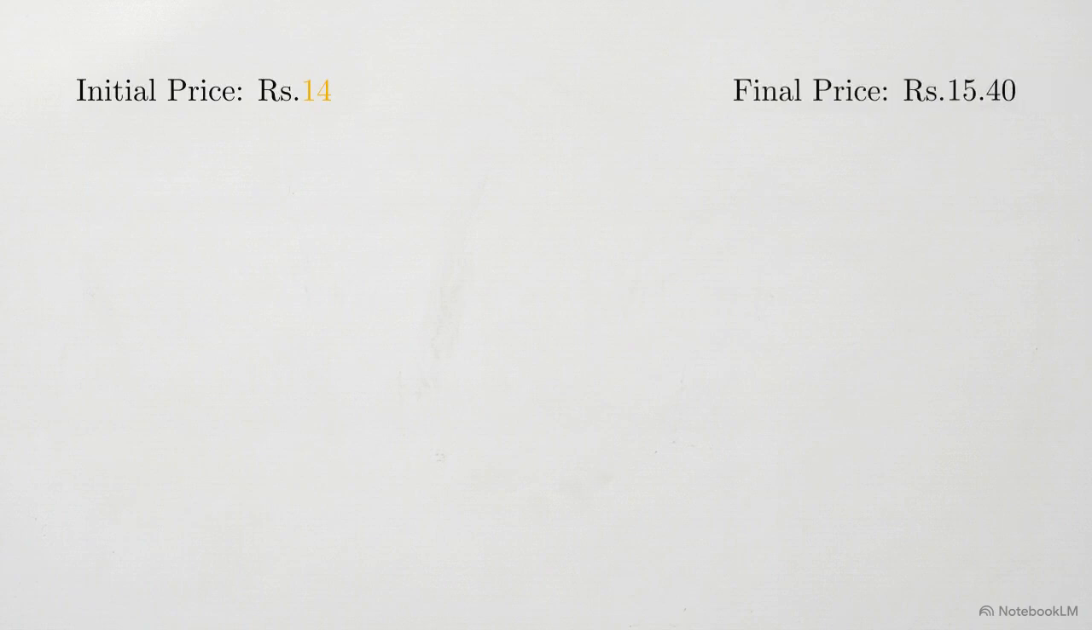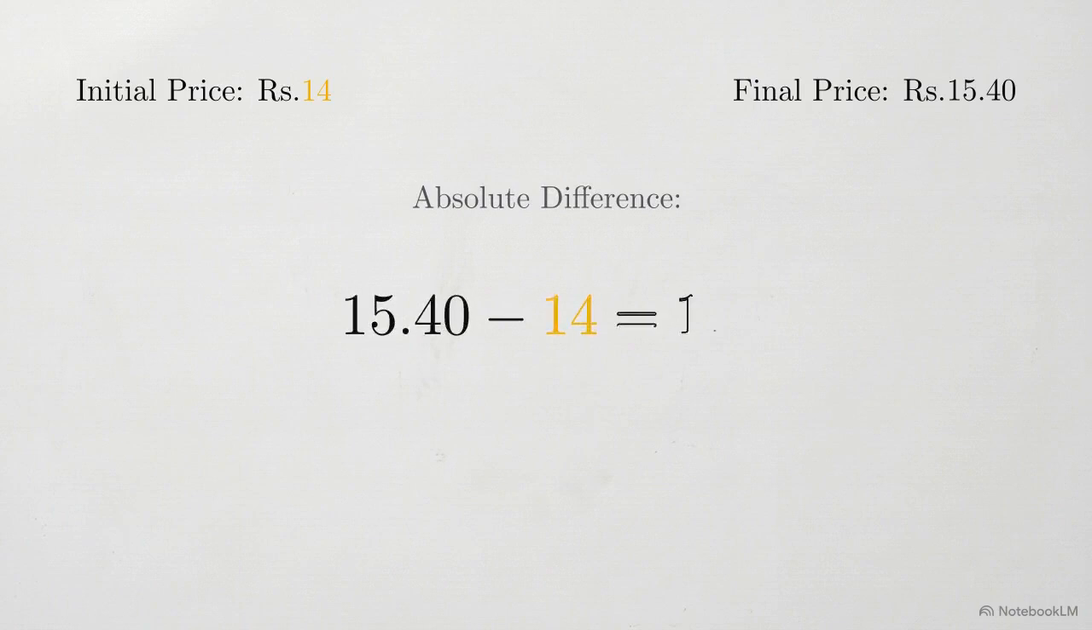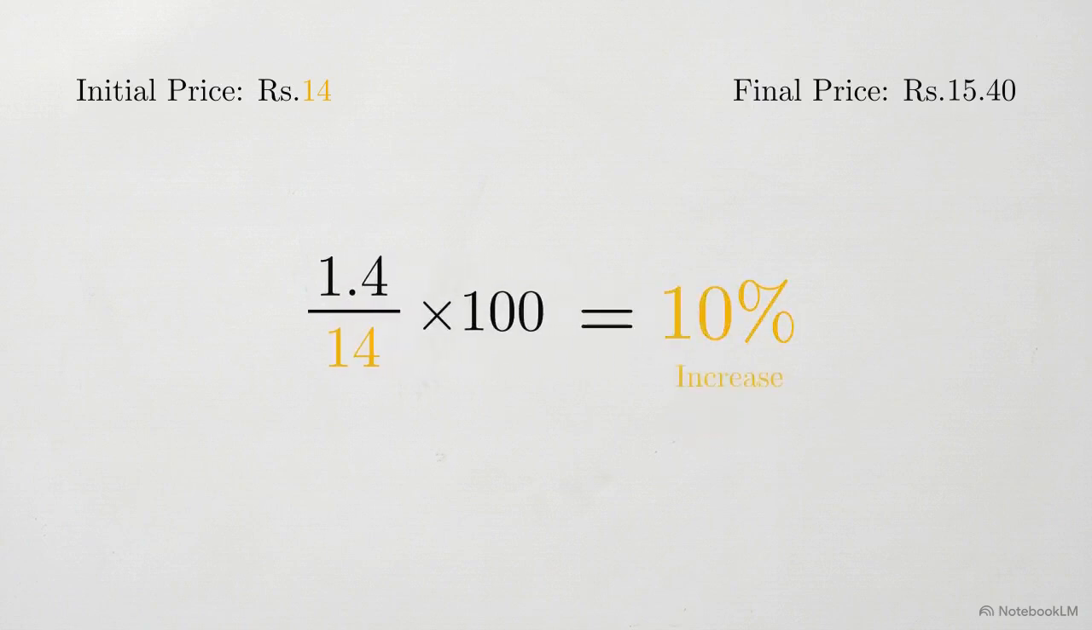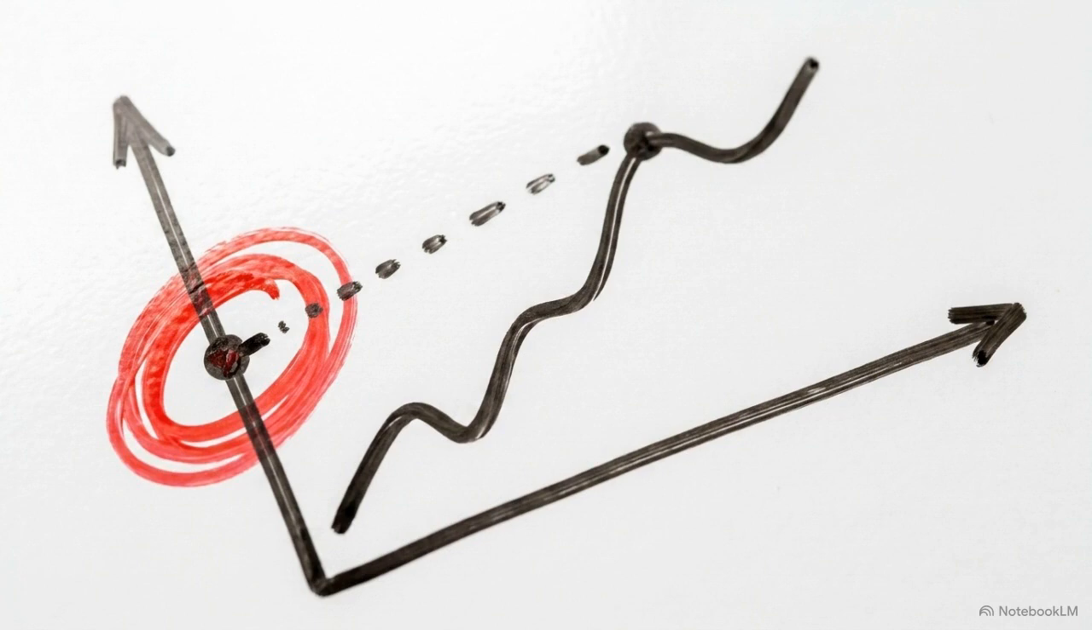Let's see this in action. Say the price of milk rises from an initial 14 rupees to a final 15.40 rupees. First, we find the absolute difference between the two prices. 15.40 minus 14 gives us 1.4. Next, we divide that 1.4 by our initial starting price of 14 and multiply by 100. That gives us a clean 10% increase. A percentage change only makes sense mathematically when it is anchored proportionally to exactly where it started.